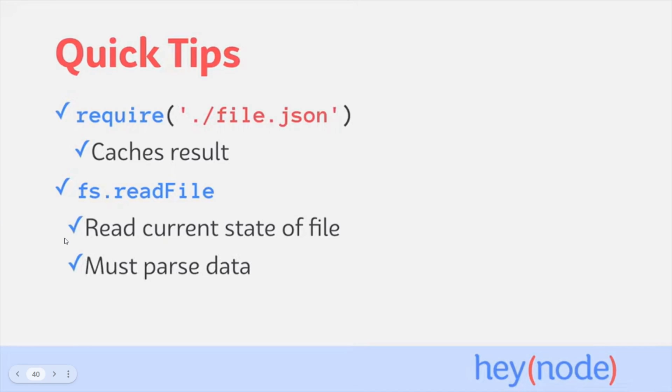This is the asynchronous function which will always read the current state of the file. This function will return the string content of the file, which means that you need to first parse the data into a JavaScript object, which we are going to show you how to do in the next video.